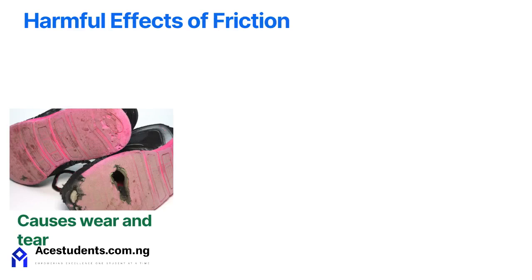Friction causes wear and tear on surfaces in contact. Repeated rubbing removes small particles from materials. Over time, this damages machine parts and moving objects, making them wear out faster.